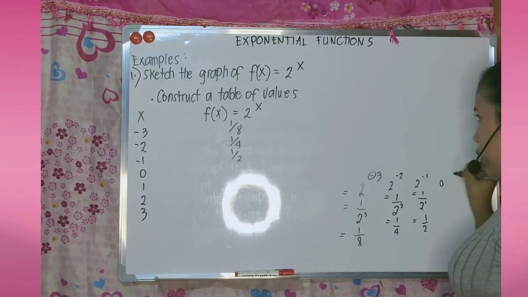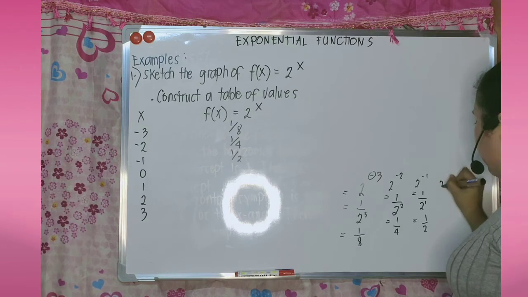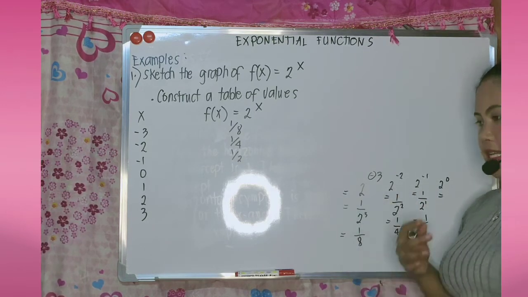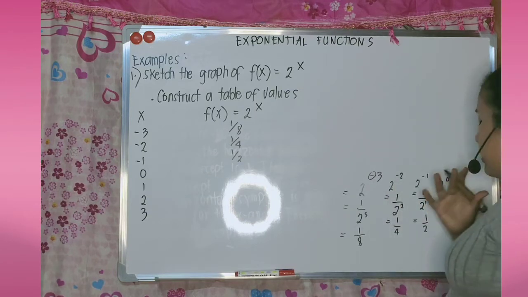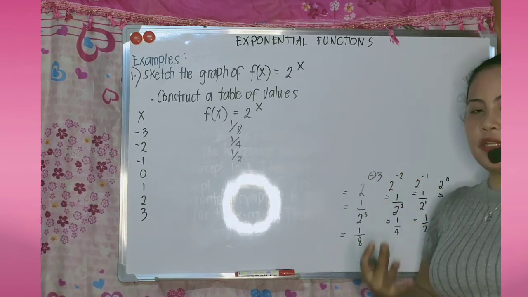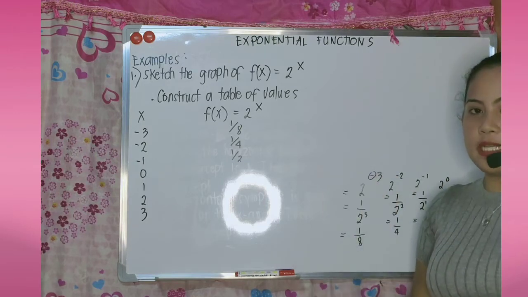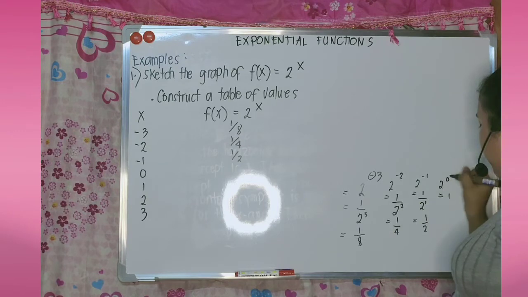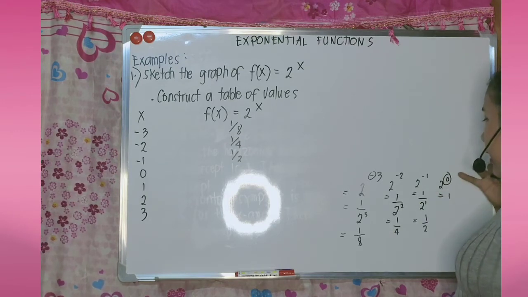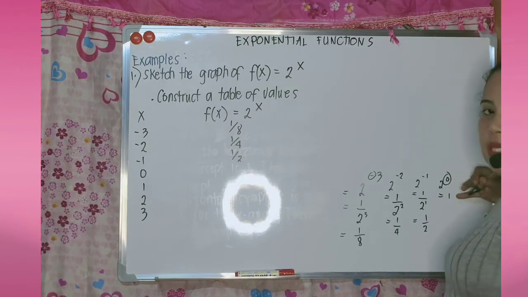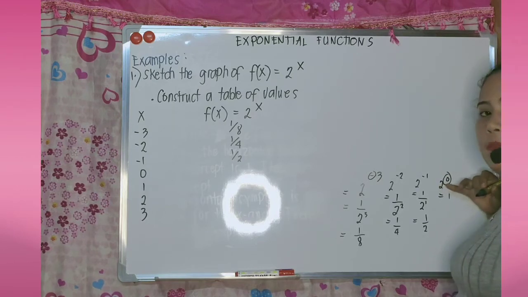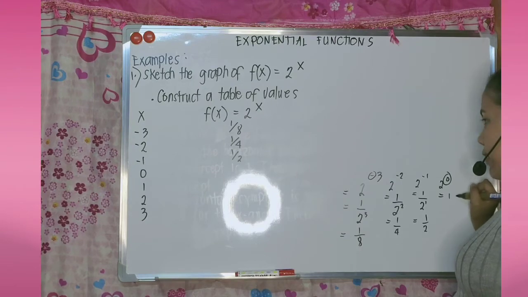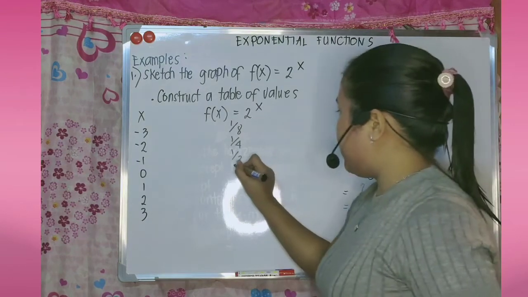So, 2 raised to 0. Again, familiar pa ba kayo sa law of exponent? Always remember that pag naka-exponent sa 0, the answer is always equal to 1. Tatandaan nyo na pag naka-raise siya sa 0, the answer is always equal to 1, kahit gaano mang kataas yung base natin. Let's say, mayroon tayong 1,000 raised to 0, the answer is always equal to 1. So ilagay na natin siya dito, 1. Okay?